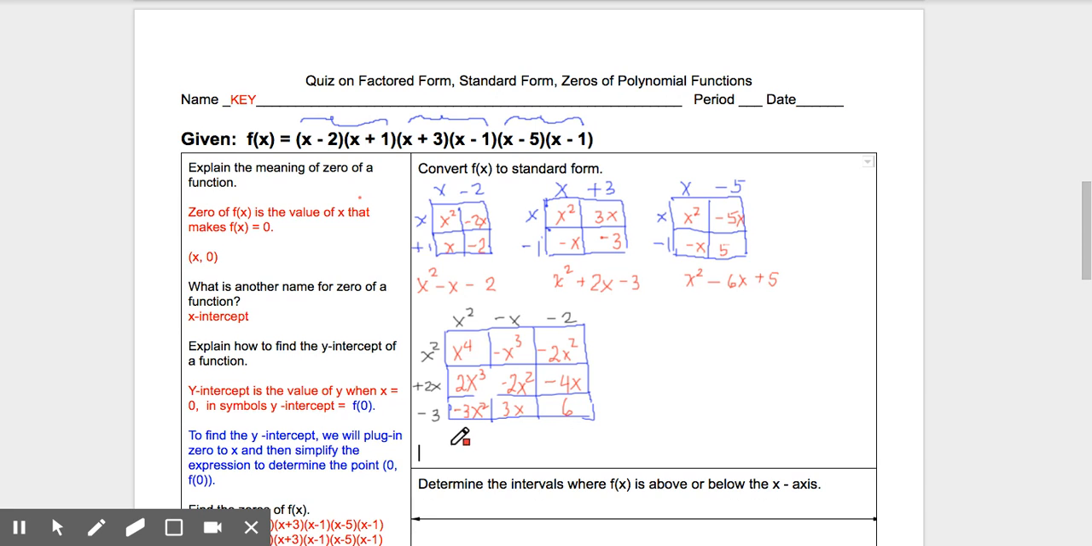Okay, so now we can write the answer. We'll start with the highest exponent that we have here, which is x to the fourth. We'll have here x to the fourth, followed by x cubed. And for x cubed, we have 2x cubed minus 1x cubed. That's going to be plus x cubed.